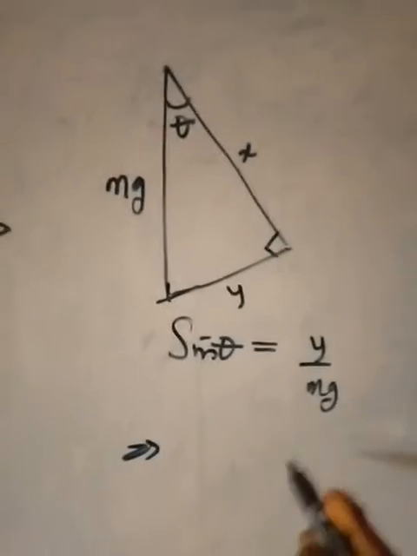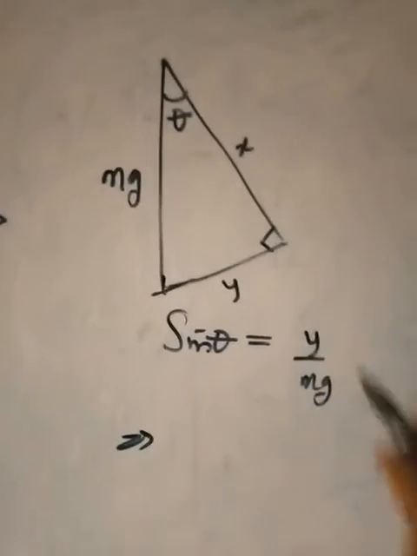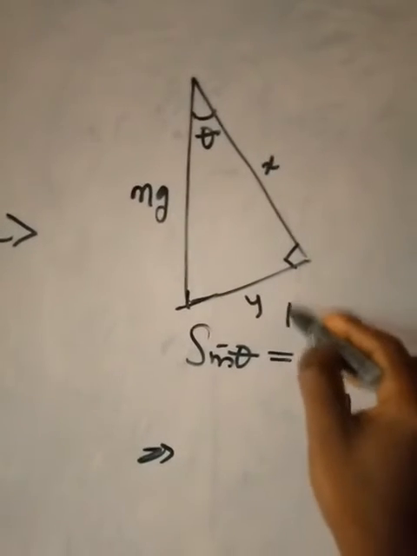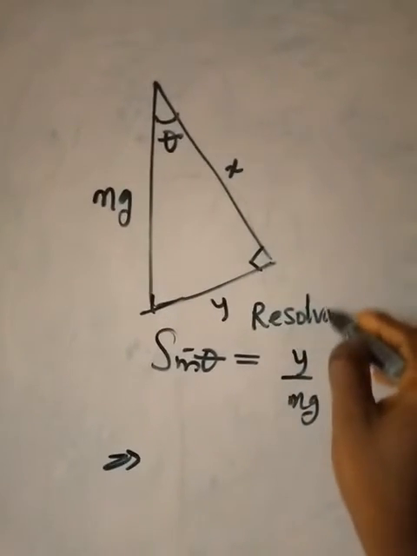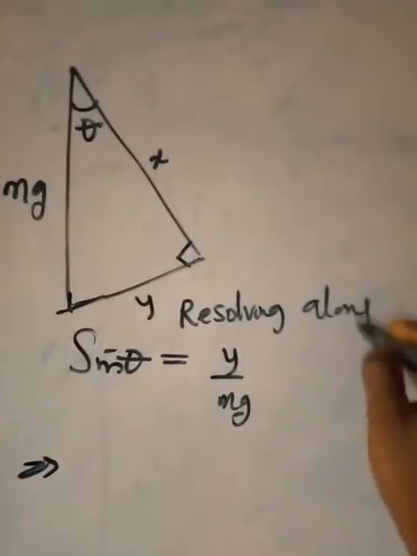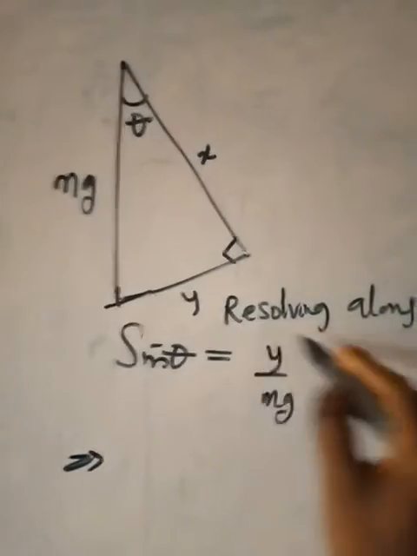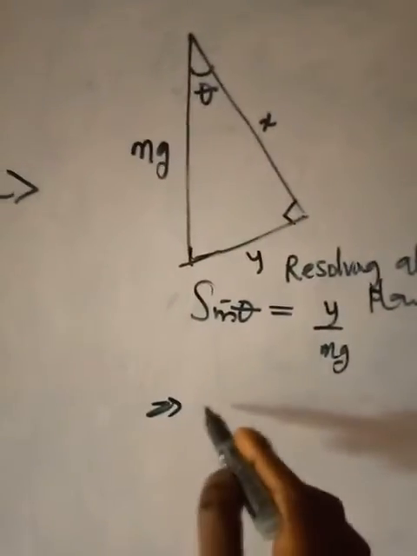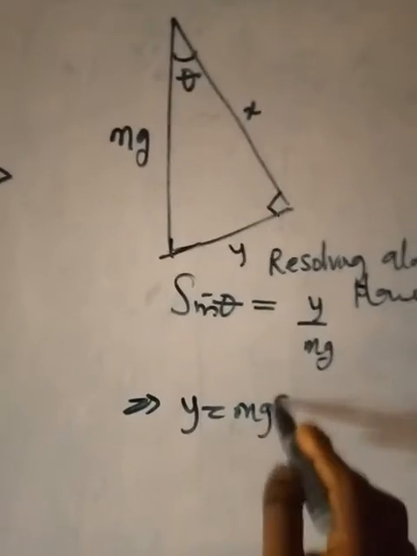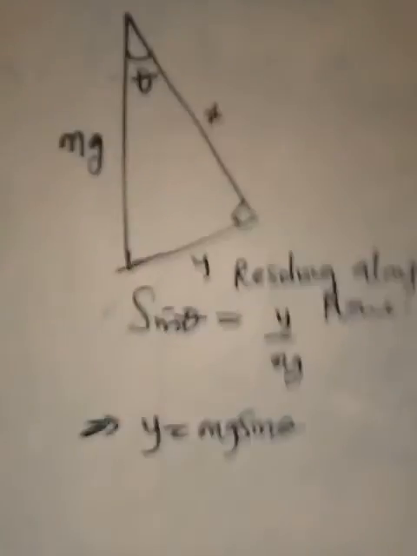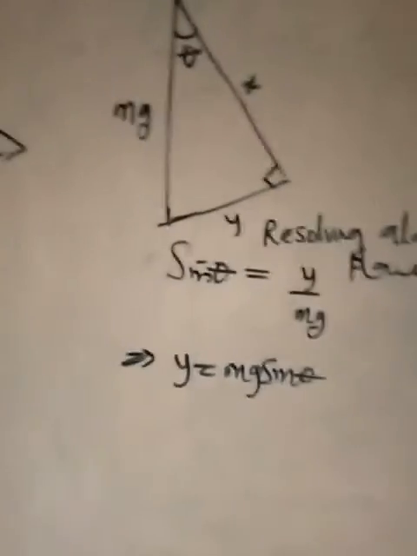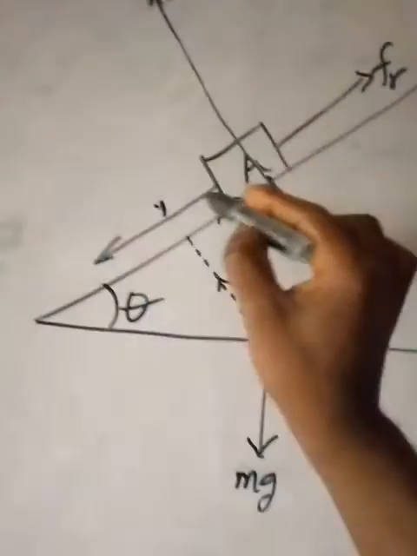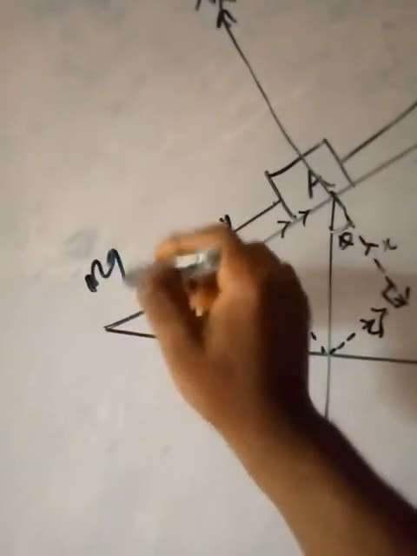Therefore, that is resolving along the plane. If you make Y subject of the formula, we are going to have mg sine theta. You can see, which means that the force that is causing the body to slide down is mg sine theta. So this place is mg sine theta.